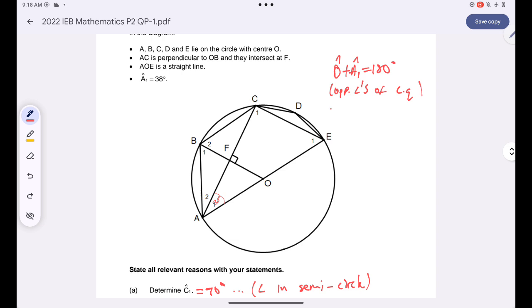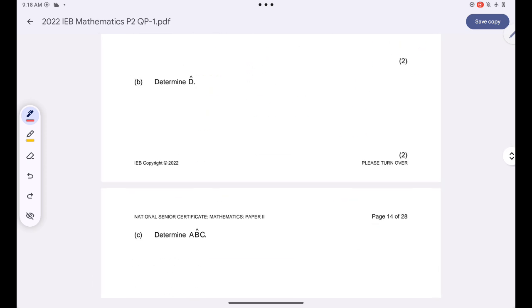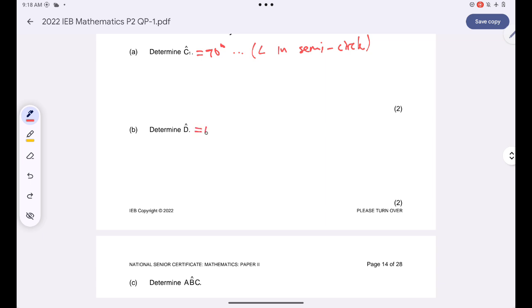I want to find the value of angle D. I know that A1 is equal to 38 degrees. So therefore angle D is just 180 minus 38. What do I get? 142. So angle D is just equal to 142 degrees. Opposite angles of a cyclic quad.